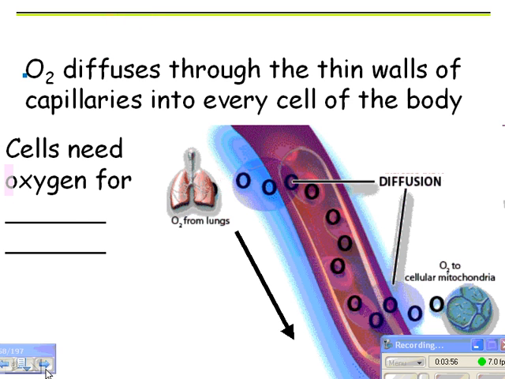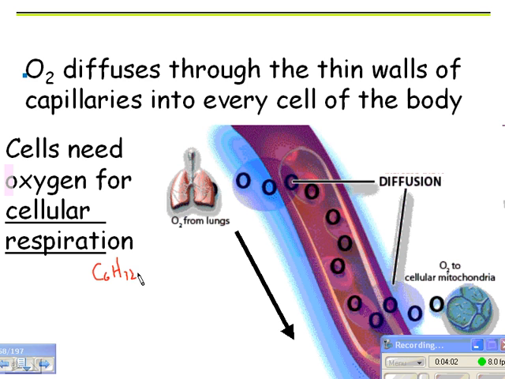So cells need oxygen for cellular respiration, so they're going to take glucose, which you got by eating, and the oxygen comes from the lungs, and you break that down to make some waste products, and then more importantly, you make ATP.